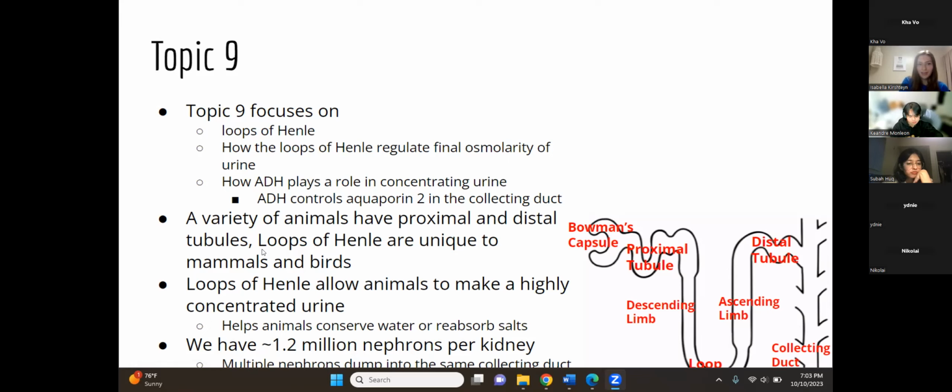And here is just a diagram of the nephron. So it starts with the Bowman's capsule and it goes into the proximal tubule, the descending limb, then the actual hairpin loop, the ascending limb, the distal tubule, and then the collecting duct. And the purpose of the loops of Henle is to make highly concentrated urine, which helps animals conserve water or reabsorb salts. And we have about 1.2 million of these nephrons per kidney, and many nephrons can empty into the same collecting duct.